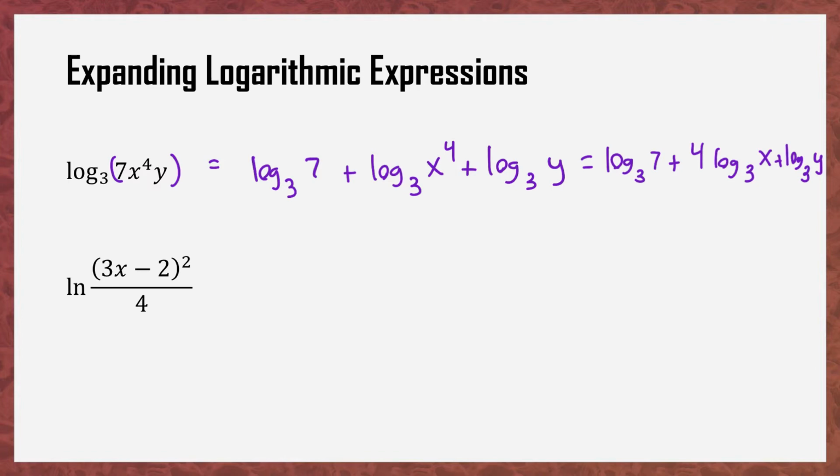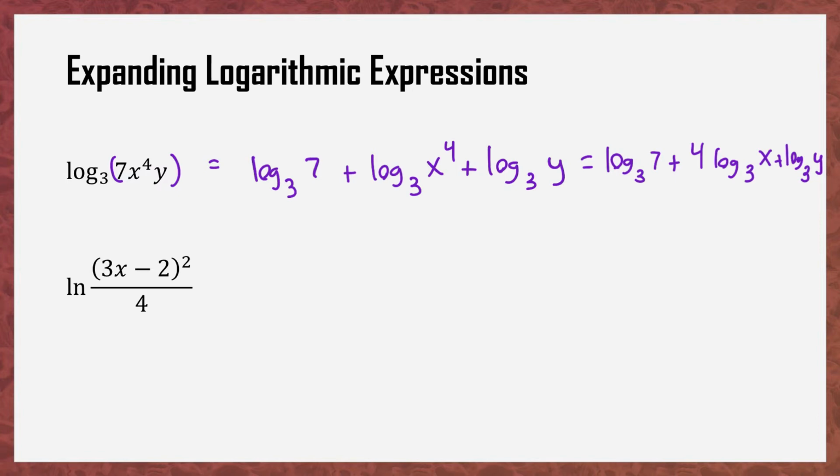Now let's move on to the natural log problem. This has a whole bunch of fun in it, doesn't it? This might take a while. So ln of, and then the fraction inside parentheses, 3x minus 2, all of that being squared over 4. So we have a division part, so we know we're going to have some part here that is being subtracted because division turns into subtraction. We have an exponent, and that will be written in front.